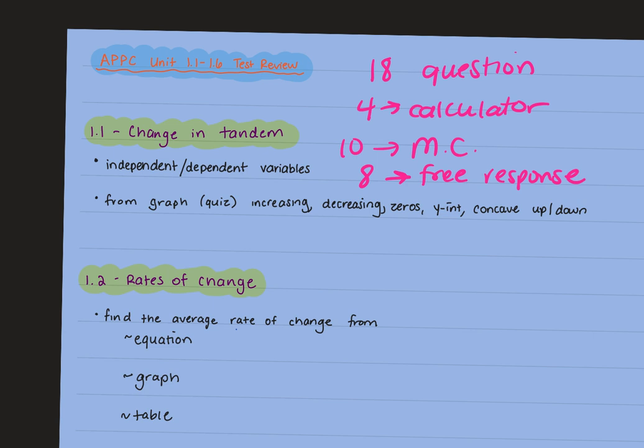Okay, so in section 1.1, we talked about change in tandem, and it doesn't look like a long list, but this had a big chunk of information. We talked about independent variables, right? Independent is the thing that you're plugging in, and dependent is what you're getting out of it. So if it says function whatever determines blank, then whatever it determines is your dependent variable, and whatever you're plugging in is your independent variable.